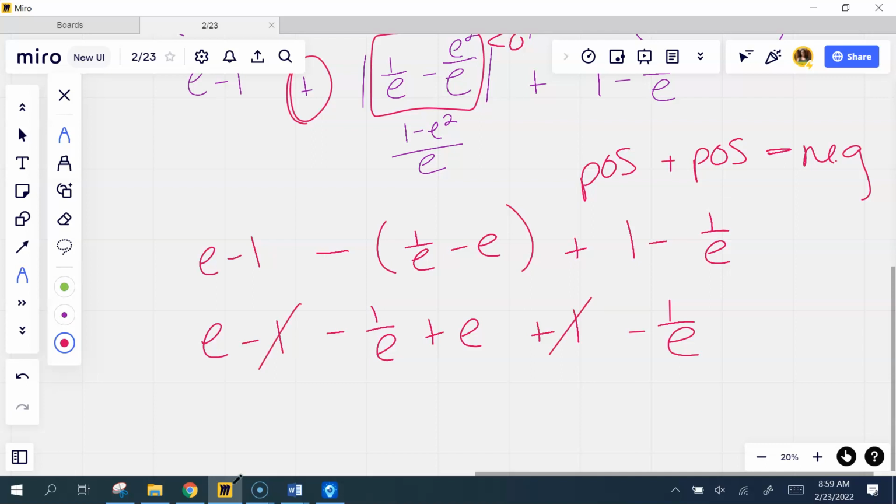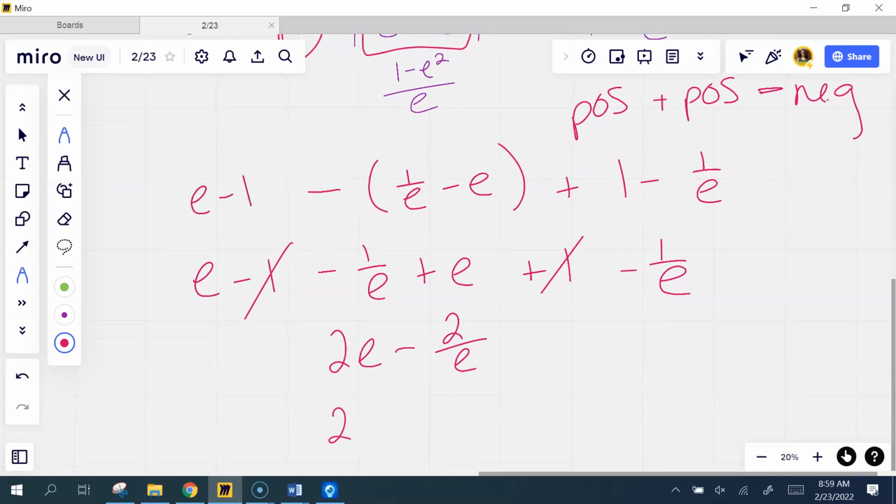The ones are the only thing I see that cancel. I've got 2 e's and I've got 2. You could, but you don't. I mean, it depends on how the answer's written.